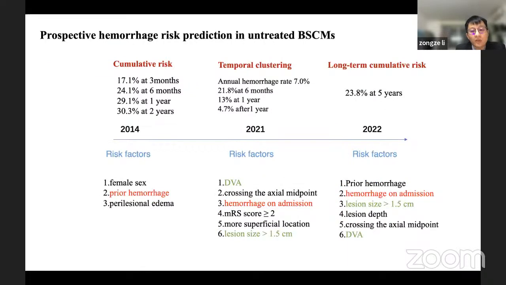To summarize, current natural history studies mostly focus on brainstem CM, mainly the risk of hemorrhage. The risk factors of hemorrhage consistent across 3 cohorts were hemorrhage at admission, DVA, and lesion larger than 1.5 centimeters. But actually, not all brainstem CM hemorrhage will lead to a catastrophic and irreversible neurological dysfunction outcome. So we came to think about how to predict the neurological outcome after rehemorrhage for every single patient, when they come to see us at different time points and with different conditions.